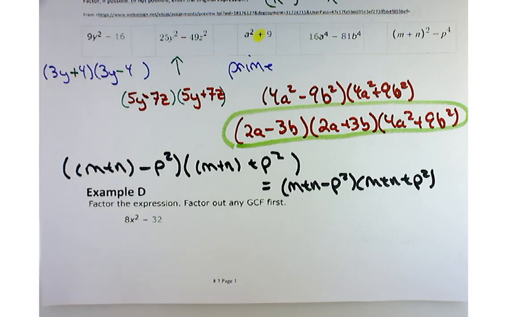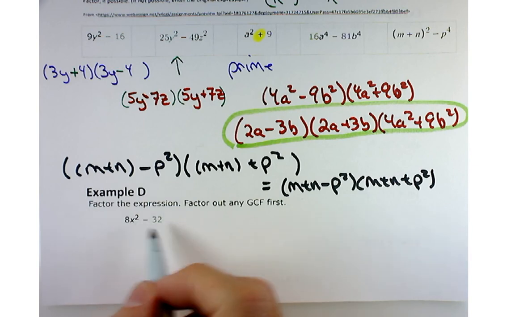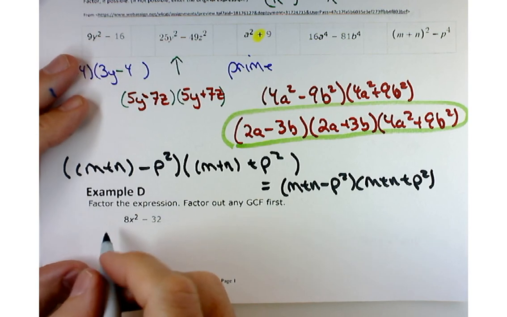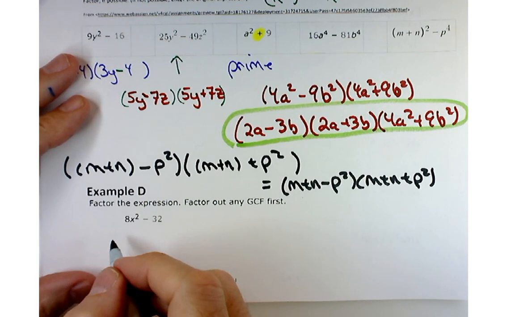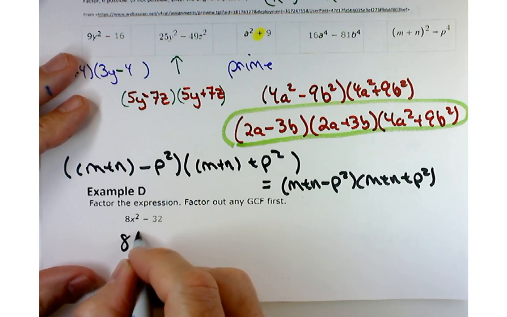Okay, let's do a few more here. Let's try example D. And in thinking about my list of perfect squares, I realized, oh, wait a minute. 8's not a perfect square, and neither is 32. So how am I going to factor this as the difference of squares? Find the greatest common factor. Thank you. Let's take out the GCF. The GCF in this one is 4. Or 8. Yeah.